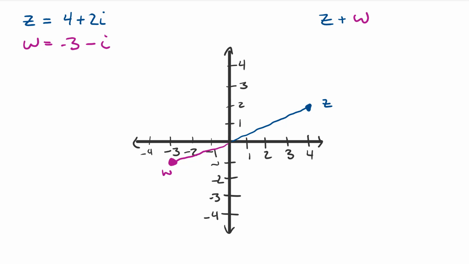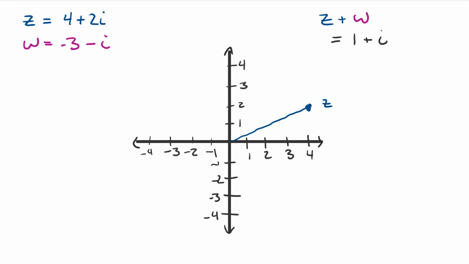Let's add these things up. Let's do z plus w and figure out what we get from that. This is going to be equal to, so 4 plus -3 is equal to 1. And 2 i's minus an i is going to be equal to just one of those i's. So there's z plus w. We get 1 plus i.